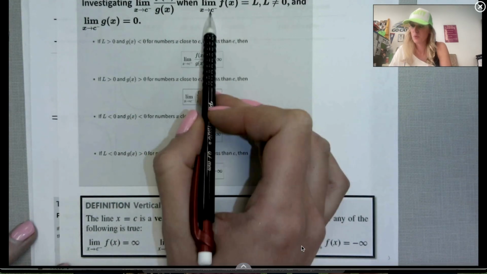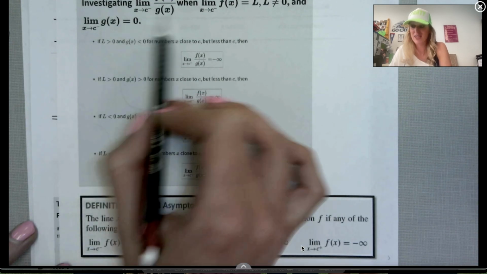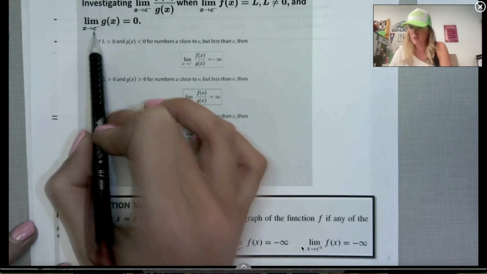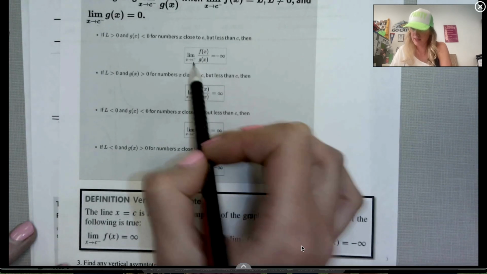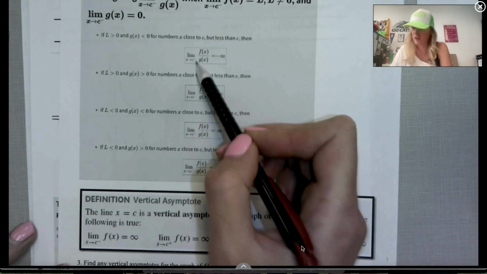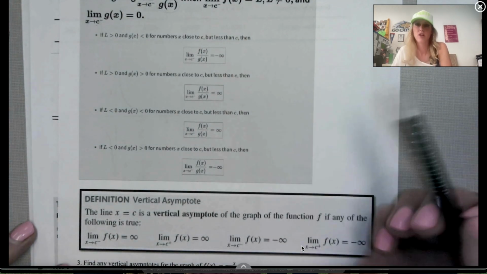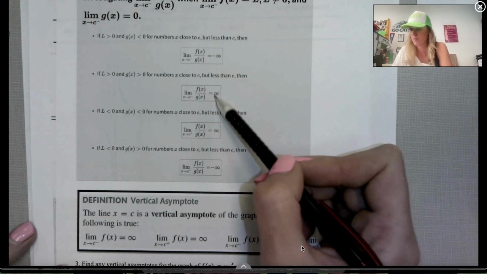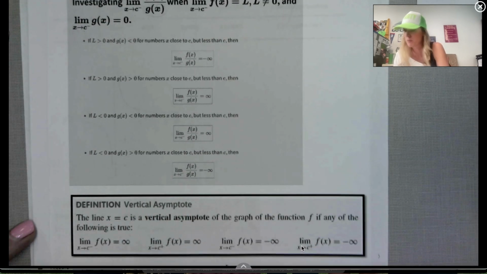That says when our limit of the denominator is 0, and we're approaching from the left versus approaching from the right. Actually, I think all these are left. Yep, approaching from the left. How does that affect our sign on infinity? Is it negative or positive? So those are kind of some generic statements to help you with that.